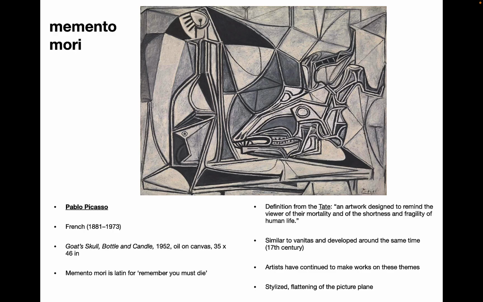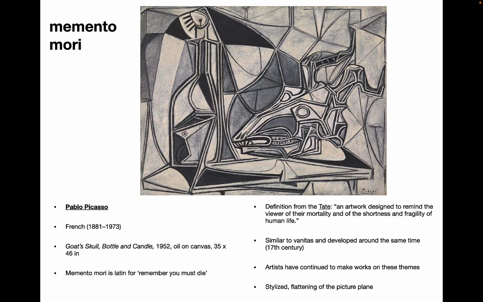Similar to the vanitas still life are Memento Mori paintings, which were also developed around the same time in Europe in the 17th century, and artists again continued to create them. This is a Pablo Picasso Memento Mori painting done in 1952. So Memento Mori is Latin for remember you must die.